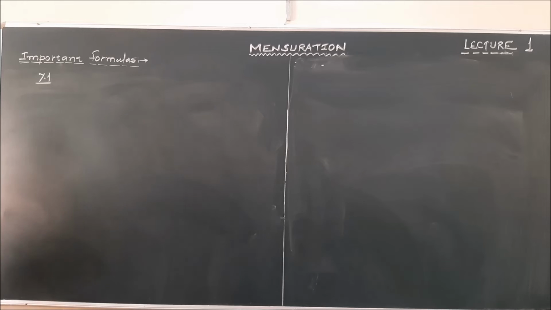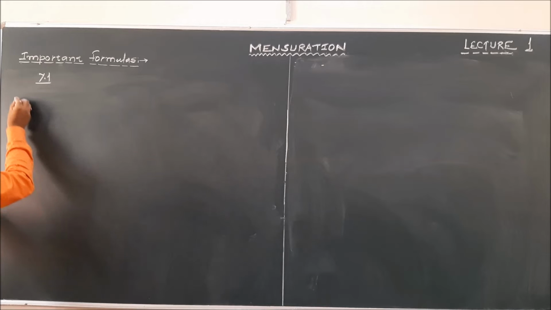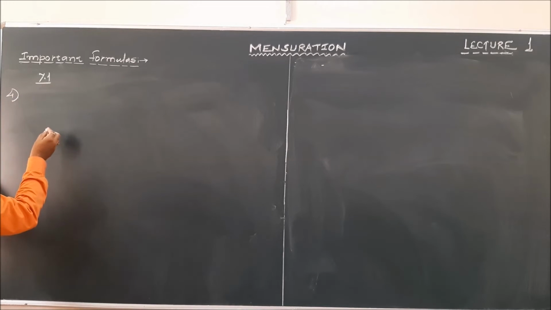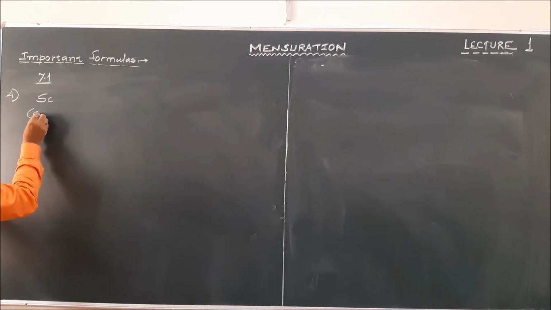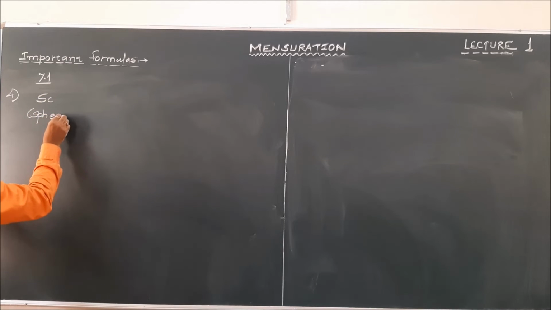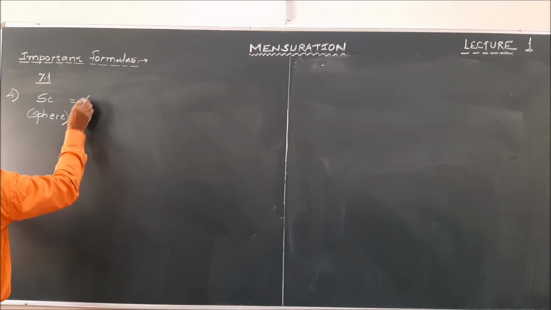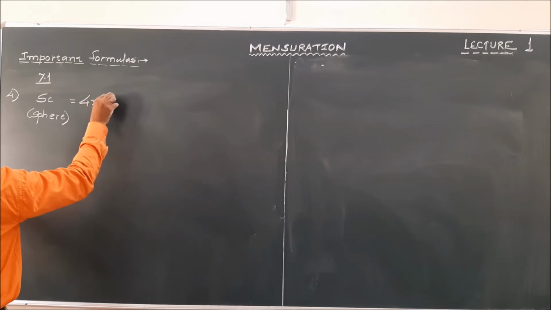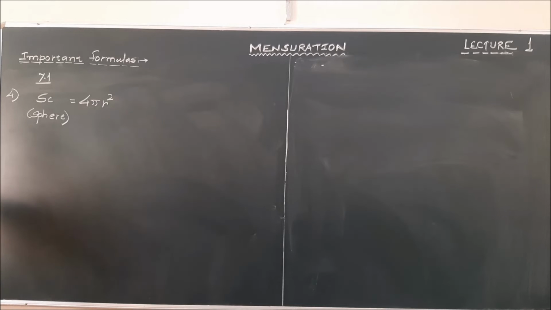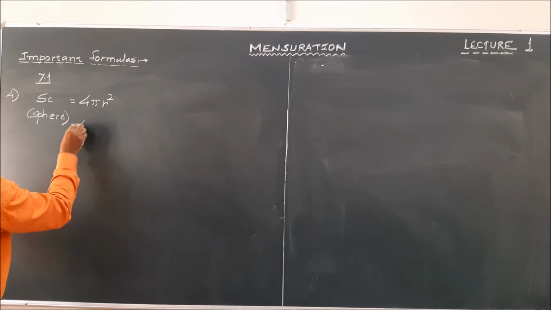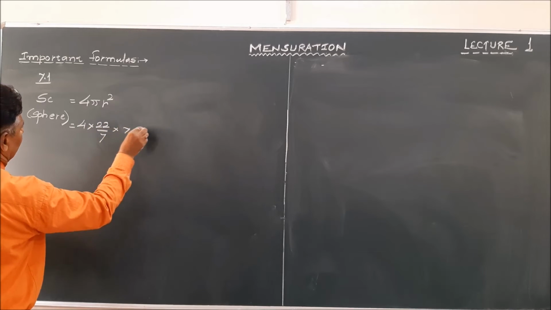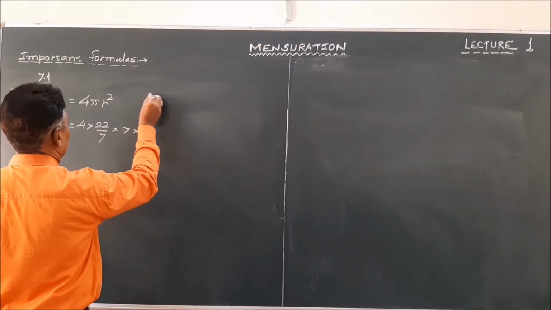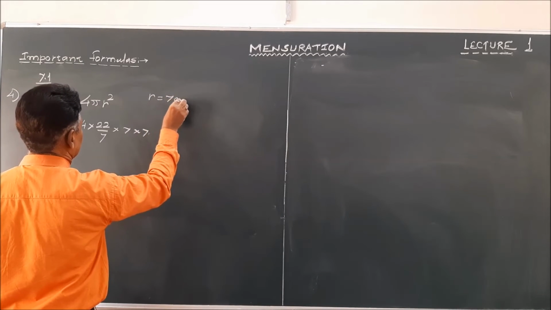Question number 7.14. In the fourth question, find the surface area of a sphere. The sphere formula is 4 pi r square. In this case, they have given us radius as 7. Right? 4 into 22 upon 7 into 7 into 7. Radius is given as 7.